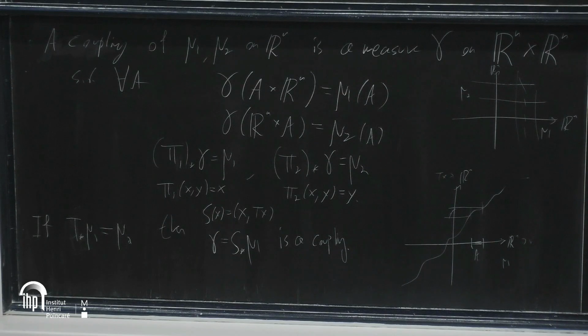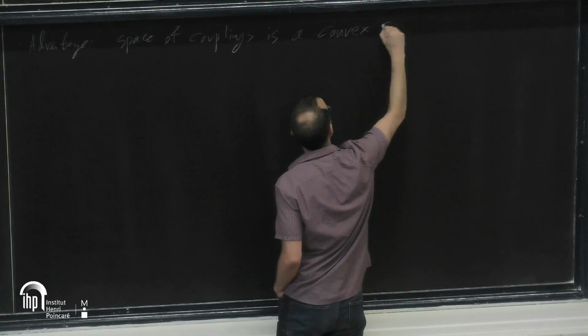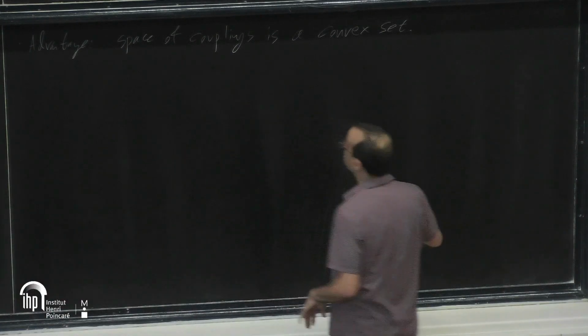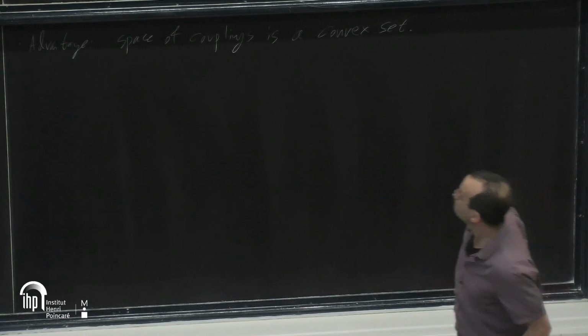The space of couplings is a convex set. So if I take two couplings and take their average, this is again a coupling. So the space of transport maps is somewhat complicated, but the space of couplings is very simple. Now, what's the relaxed formulation of the Monge problem?